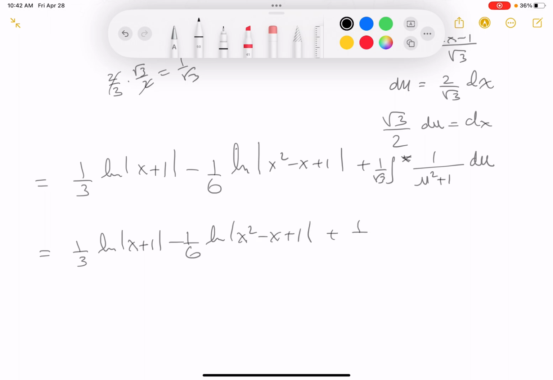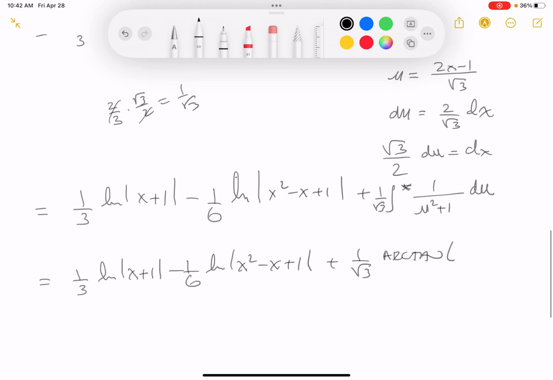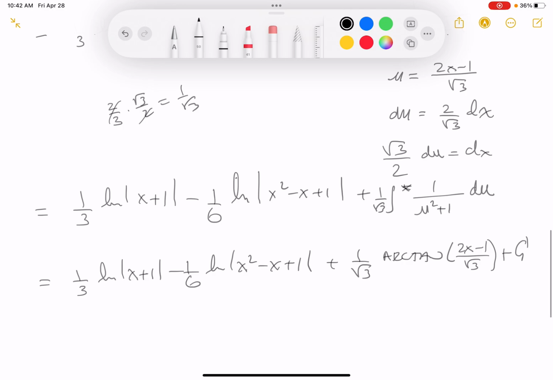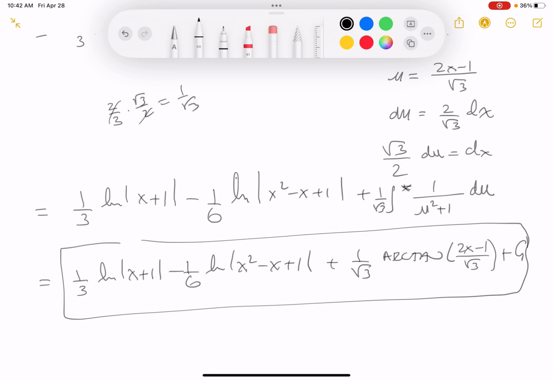And it's going to be plus 1 over √3 arctan of u. What was u? Oh, it's right over here. 2x minus 1 over √3, plus c. I'm going to put a box around this. And I'm going to say I'm done with it.